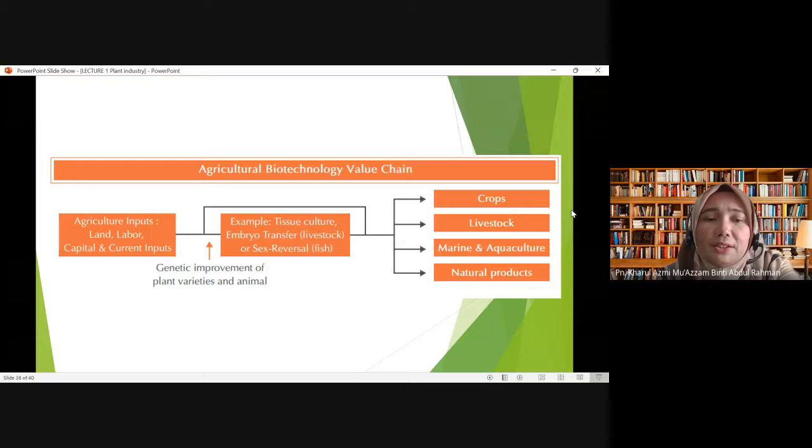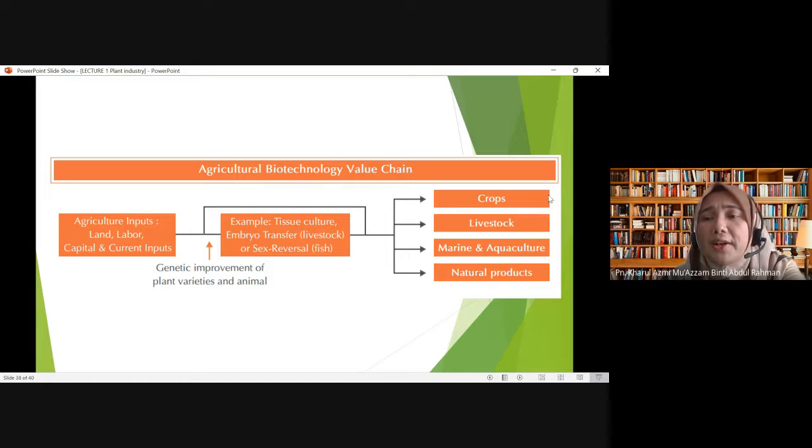So this is the agricultural biotechnology value chain. Ya, kita ada, for example, agricultural input is land, labor, capital and current input. Ya, kita ada tanah lah, semua bekalan labor yang mencukupi. So we also have the technology, genetic improvement for the plant varieties and animal. For example, the technology is tissue culture, embryo transfer, and sex reversal in fish. Ya. So then we can produce many agricultural crops, livestock, marine and aquaculture, and also the natural products.